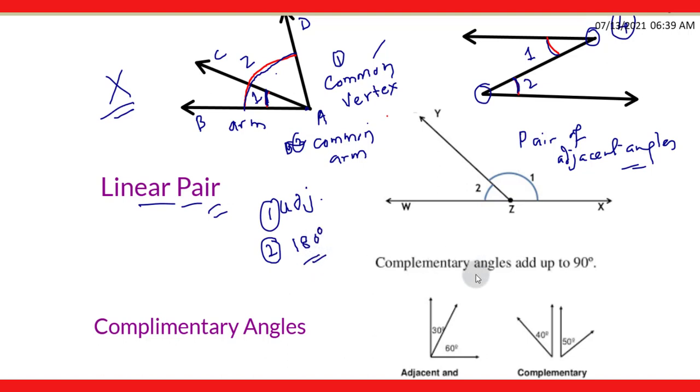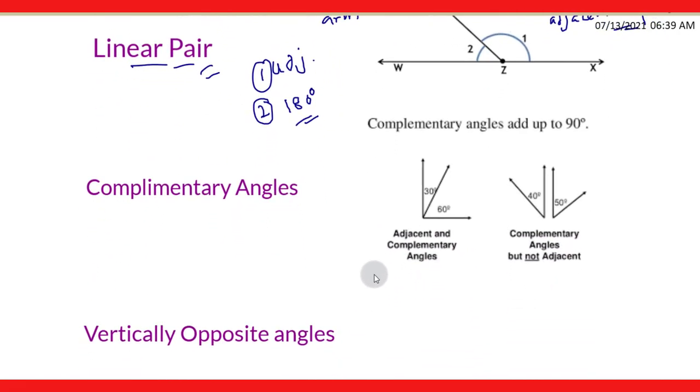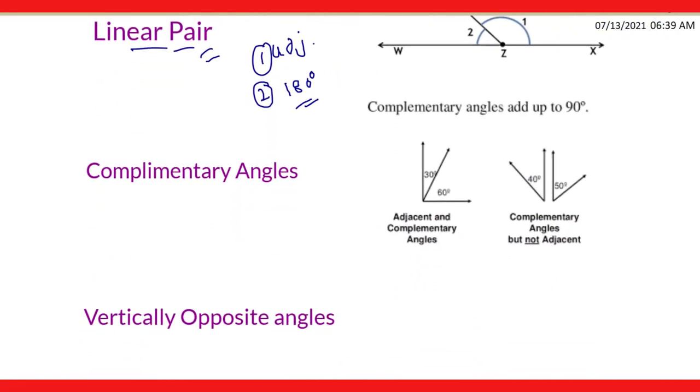Correct? Then what are complementary angles? The next is complementary angles. Complementary angles are the angles whose sum is what? 90 degrees. So the first condition is that the pair of angles should be adjacent angles, and the second condition is that the sum of the two angles should be 90 degrees, then we call it a complementary angle.